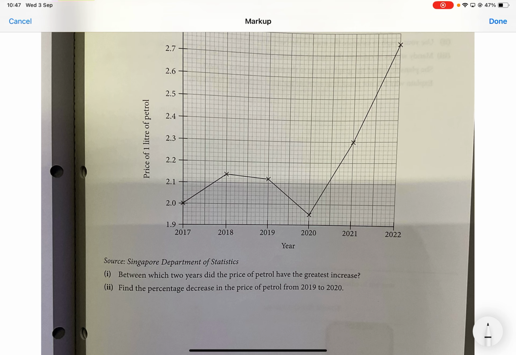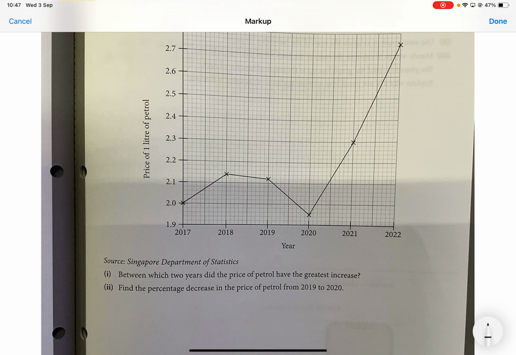So between which 2 years did the price of petrol have the greatest increase? Greatest increase means must be lower to bigger. It cannot be from upper to lower. So it is either between here or between here. So between which 2 years? So between 2020 to 2021, how much is the increase?